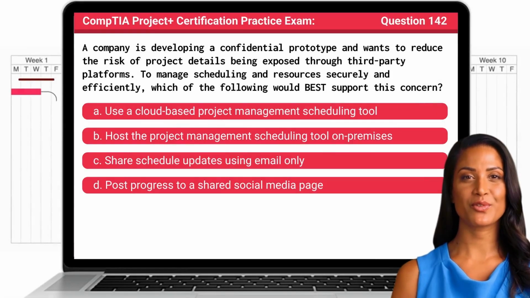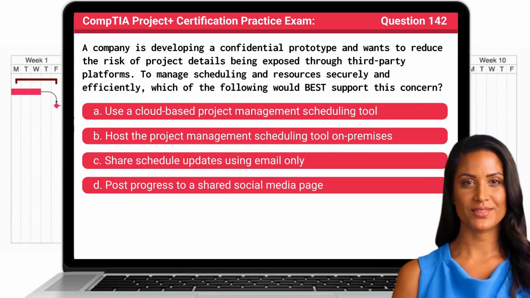Question 142. A company is developing a confidential prototype and wants to reduce the risk of project details being exposed through third-party platforms. To manage scheduling and resources securely and efficiently, which of the following would best support this concern?